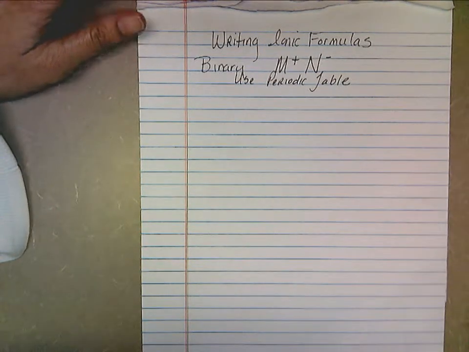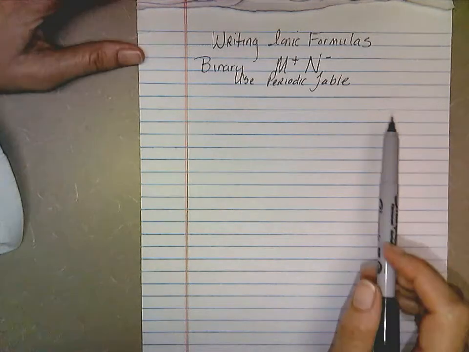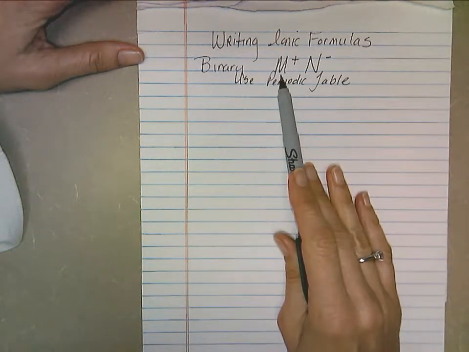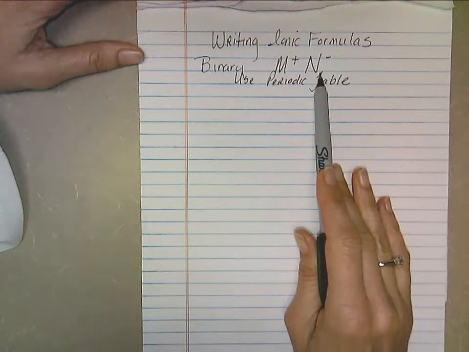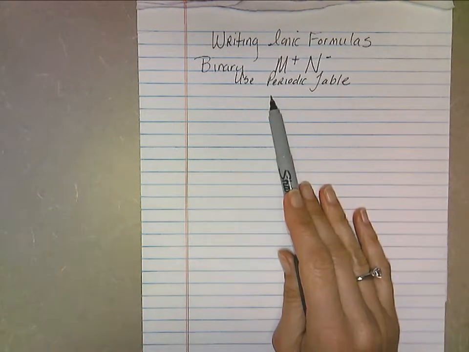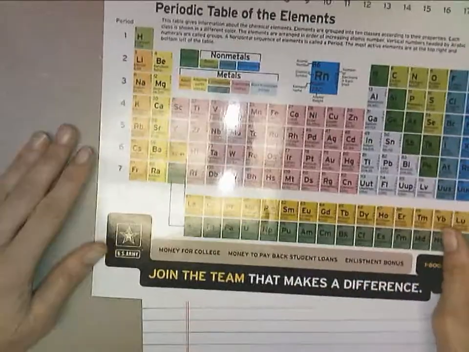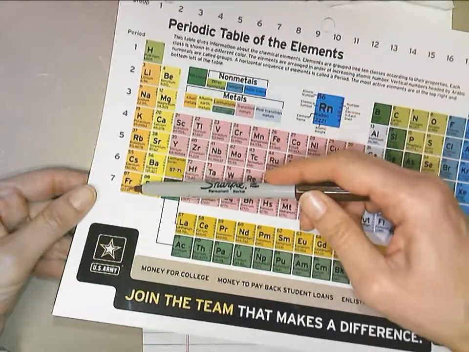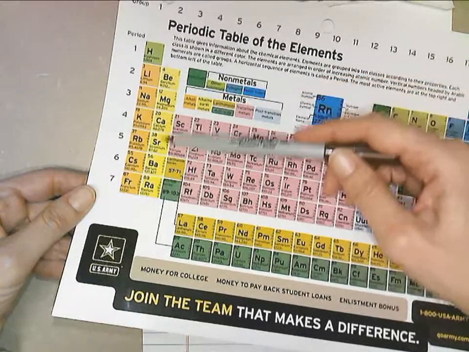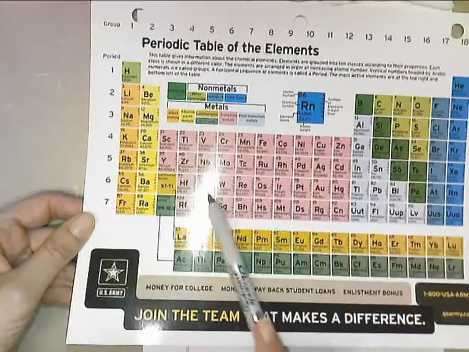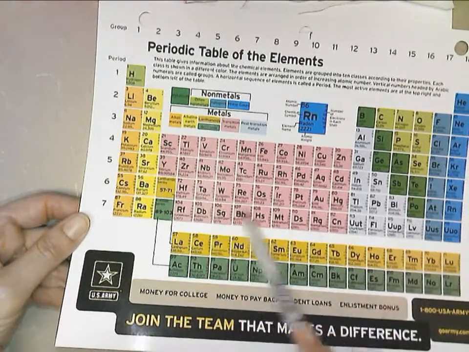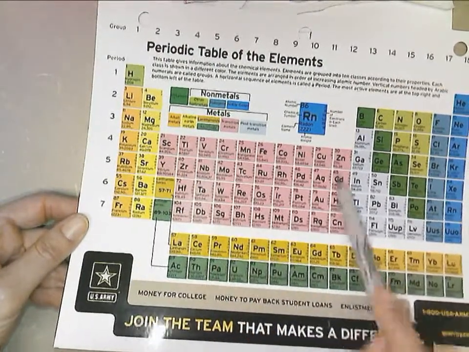Okay, this is a short tutorial on how to write ionic formulas, the binary, where you have a positive metal and a negative nonmetal. All you need is the periodic table. Remember, on the periodic table, these all have a charge of +1. These are all +2. These, the transition metals, you're going to need a Roman numeral to tell you what its charge is, because these guys have more than one charge.